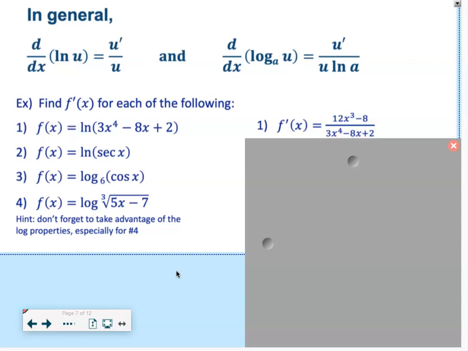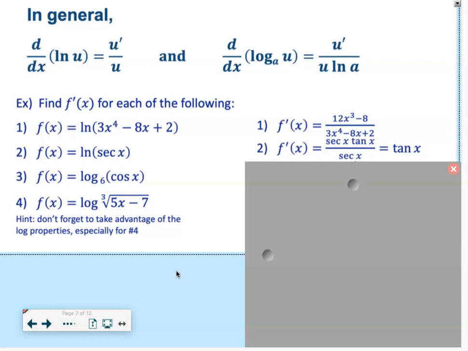Secant tangent, right? So you have secant tangent over secant, which I simplified to tangent. But if you did, that's okay. All right, so I think most of you did, so well done. All right. For the next one, what's the derivative of cosine?